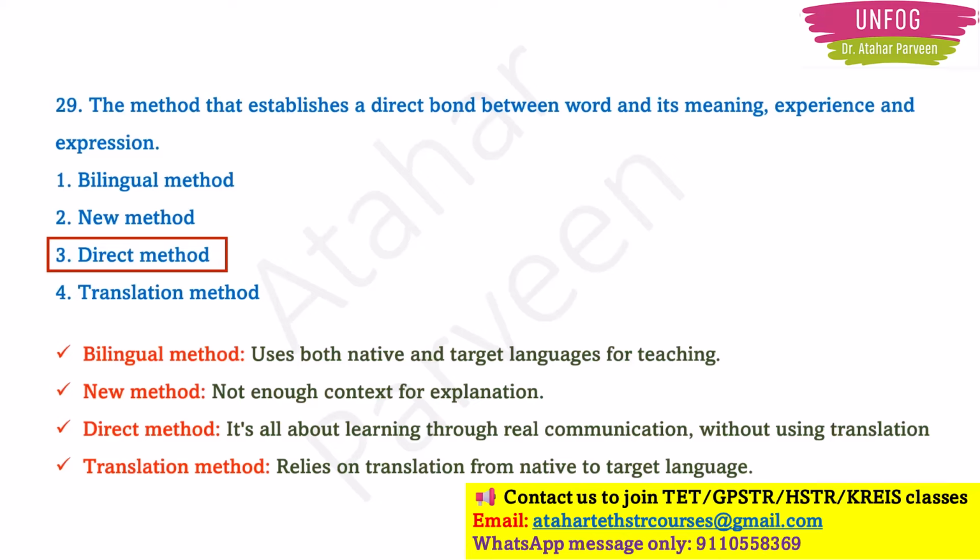Next is a direct method. As I already told you, it's all about word and its meaning, experience and expression. It gives you learning through real communication without using translation. So directly, one-to-one, you are teaching without any language problem. Next one is a translation method. The translation method is used to translate native language to target language. So every time we need to translate in order to teach the learners. Okay, clear, right?